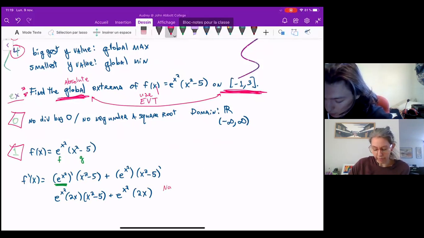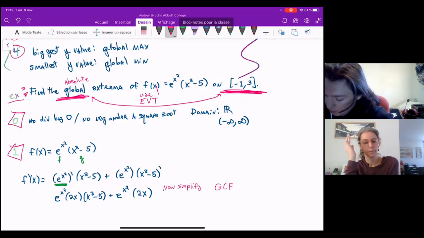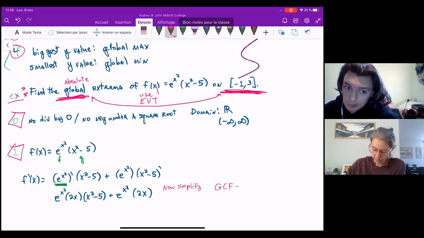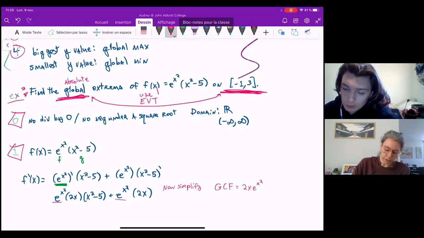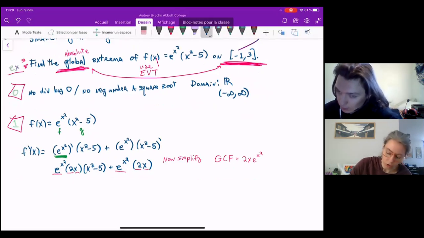And now we need to simplify. What is my greatest common factor? 2x times e to the power of x squared. You got it. Exactly. So I've got the e to the x squared on both sides. I've got the 2 on both sides. I've got the x on both sides. So that's my greatest common factor, which I'm now going to factor out.